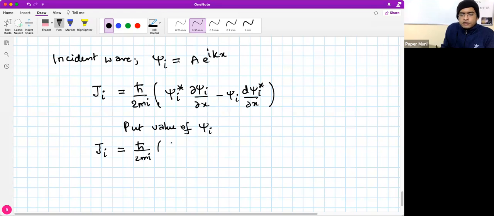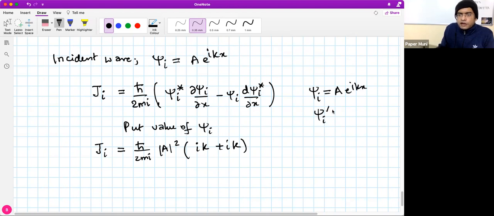All right. So if you calculate this, we can take out |A|² because there is a psi star and there's a psi. Okay, A could be a complex number. So this comes out to be outside, so this becomes |A|². All right, and what we have inside is ik plus ik. Because psi_I is equal to A e^{ikx}, and psi_I star has A star, and they will conjugate, so this will become this.